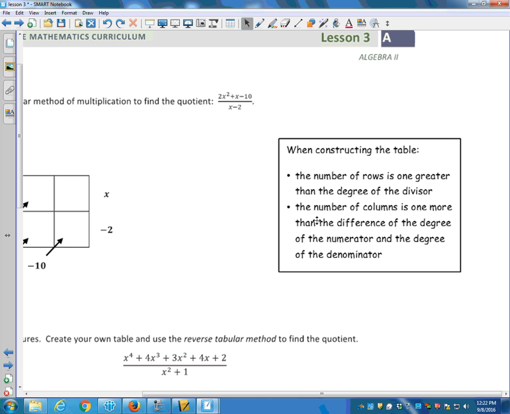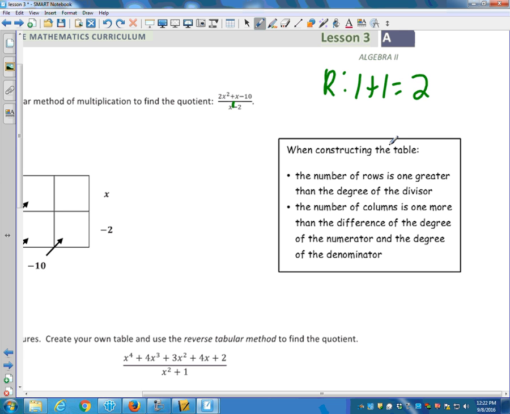Now that's a little vocabulary test here. Where's the divisor? On the bottom. So if I'm doing this division problem right here, x minus 2 is the divisor. What's the degree of this term? The degree is the highest exponent. There's a 1 there. So the degree is 1. So the number of rows is 1 plus 1, which is 2. The number of rows is the degree of the divisor plus 1. That's good stuff. You want to know that.